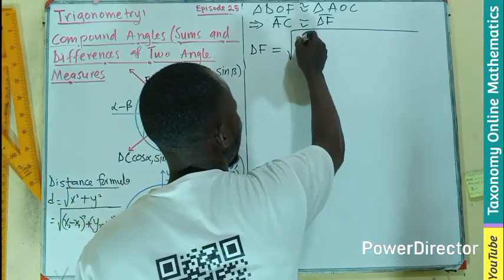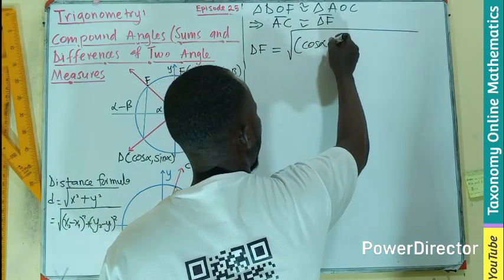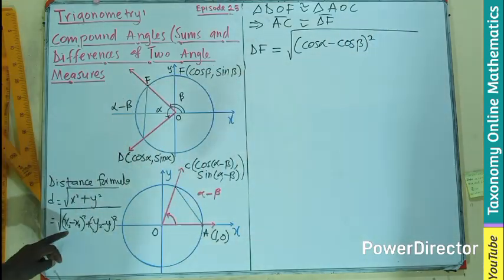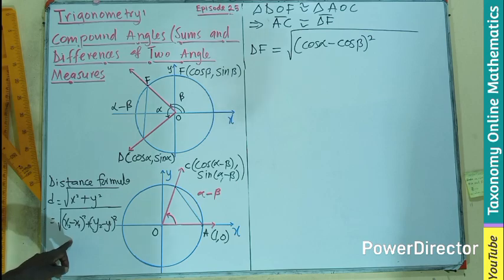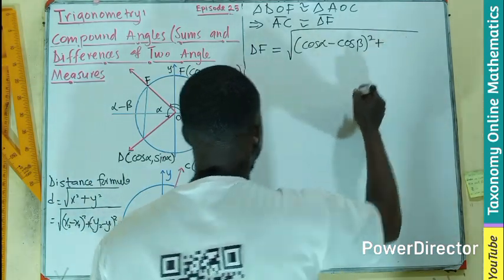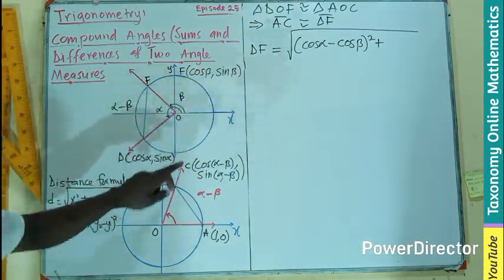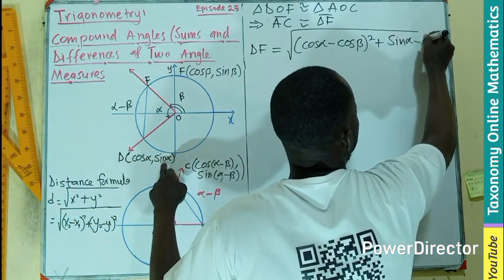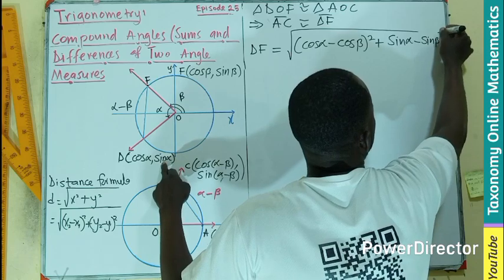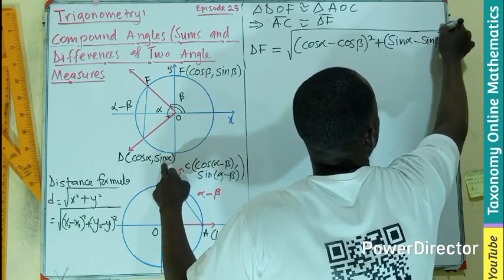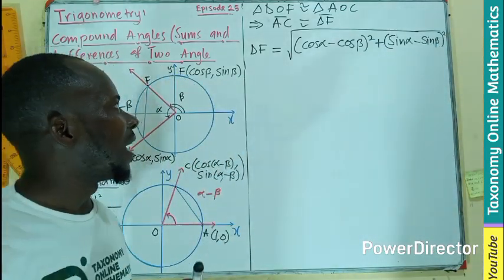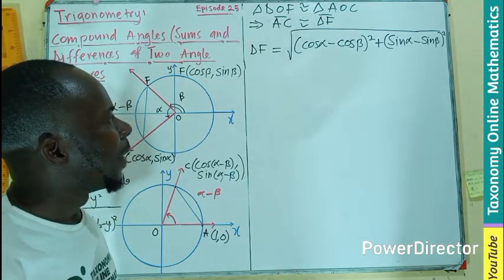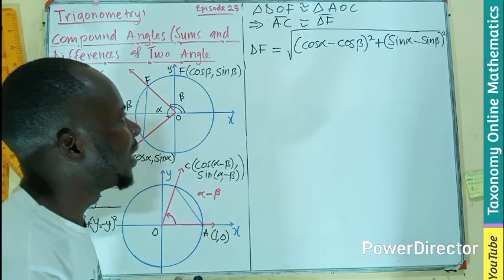So I'll be having (cos alpha minus cos beta) all square, representing the x subtraction, then plus the y subtraction, which will now be (sine alpha minus sine beta) also all square. That's the distance between the DF. All right. What do we do? We can apply the squaring of the bracket in there.